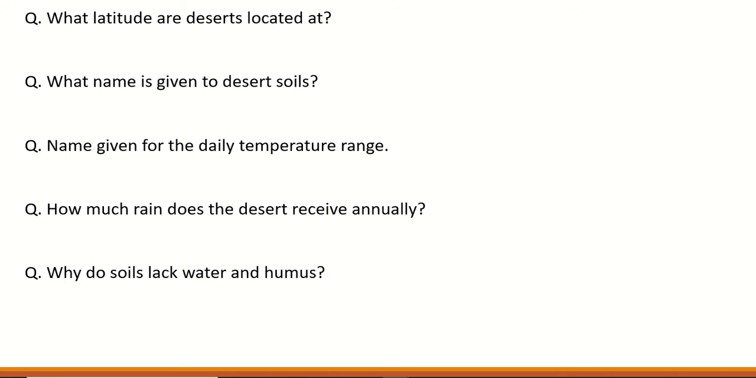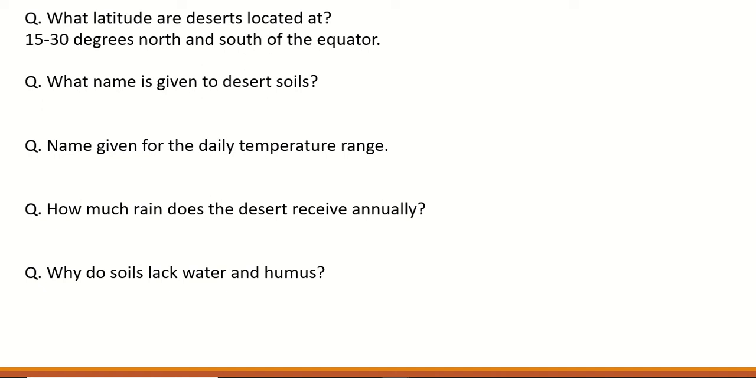Okay, so corrections. Question one: what latitude are deserts located at? Some of you actually got this wrong when you were sending me your answers in the last couple of days. So what latitude can deserts be found at? They can be found 15 to 30 degrees north and south of the equator. So literally just either side of the equator.